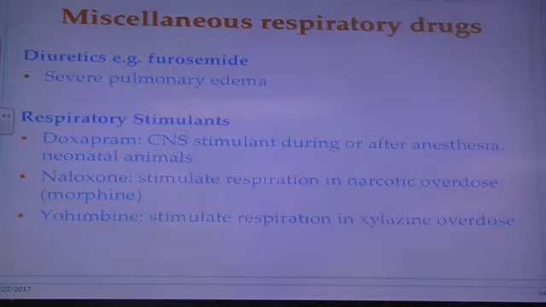For example, when you help the animal with a C-section, you have to use anesthesia for the animal, right? And once the puppies are delivered, they have respiratory depression from the anesthesia. You use doxapram, just one drop orally, and it will increase the respiratory function of the puppies.